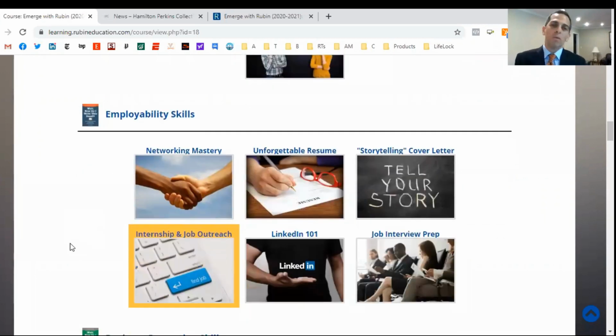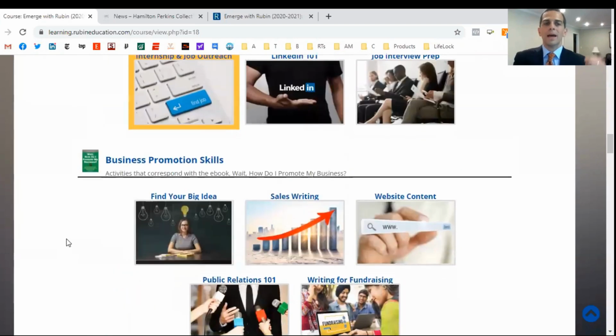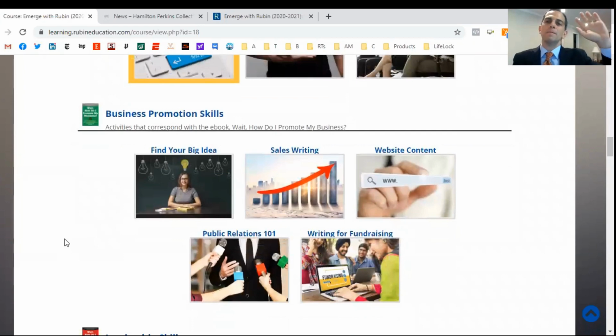We teach networking emails, resume writing, storytelling cover letters. Many of you have heard us talk about storytelling cover letters. We can explain it further after the webinar for those who are not familiar, but it's a great strategy to stand out from the pack. Internship and job outreach emails, and learning how to communicate through virtual internship experiences like today. LinkedIn profile creation, job interview prep. How many people here, I always like to ask, are marketing teachers or CTSO advisors?